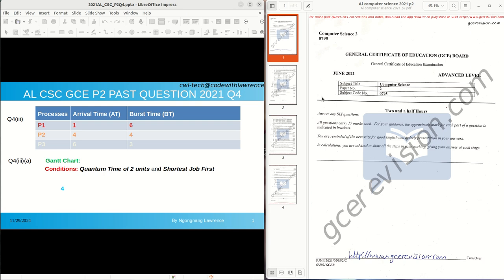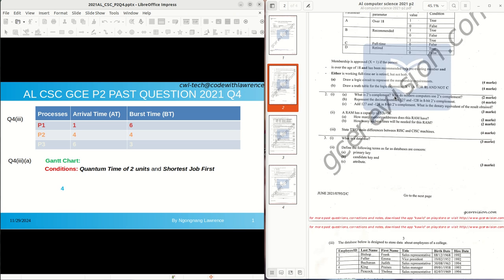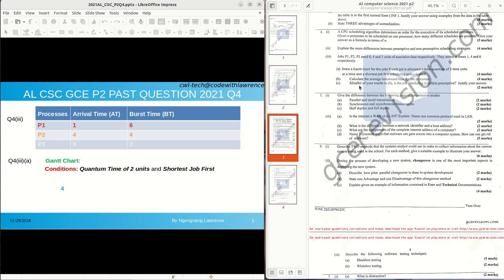Here we are going to answer Computer Science Paper 2, Advanced Level 2021, and we're going to answer question number 4, sub 3. Now, jobs P1, P2, P3 need 6, 4, and 3 units of execution time respectively. They arrive at times 1, 4, and 6 respectively.